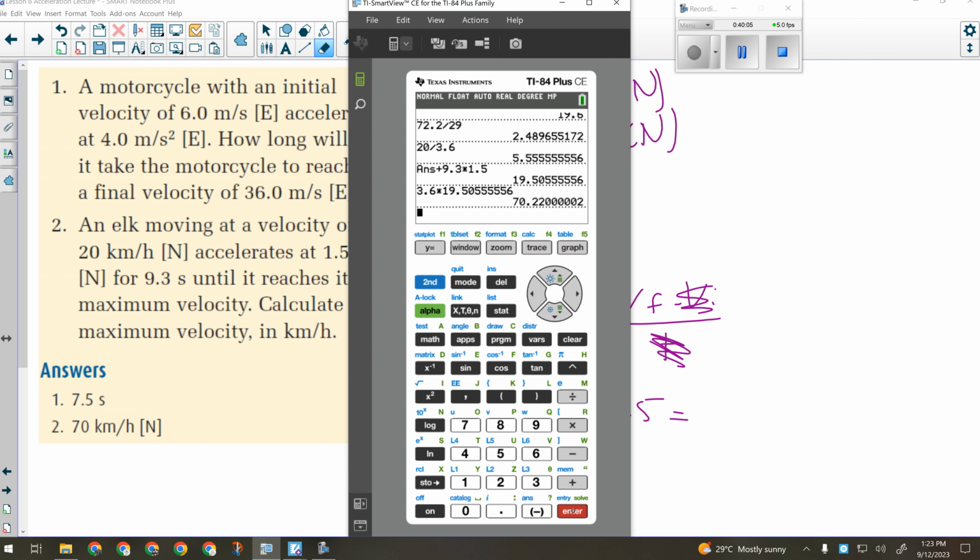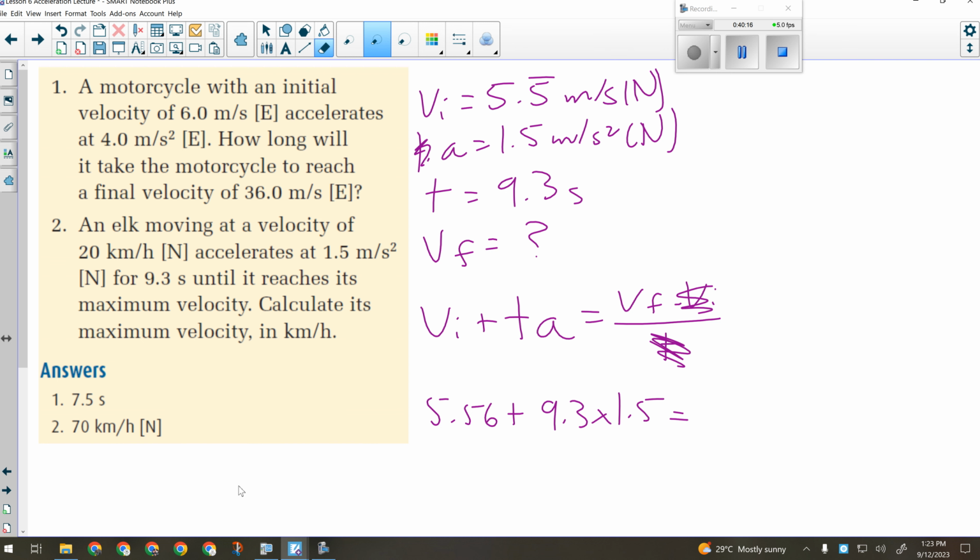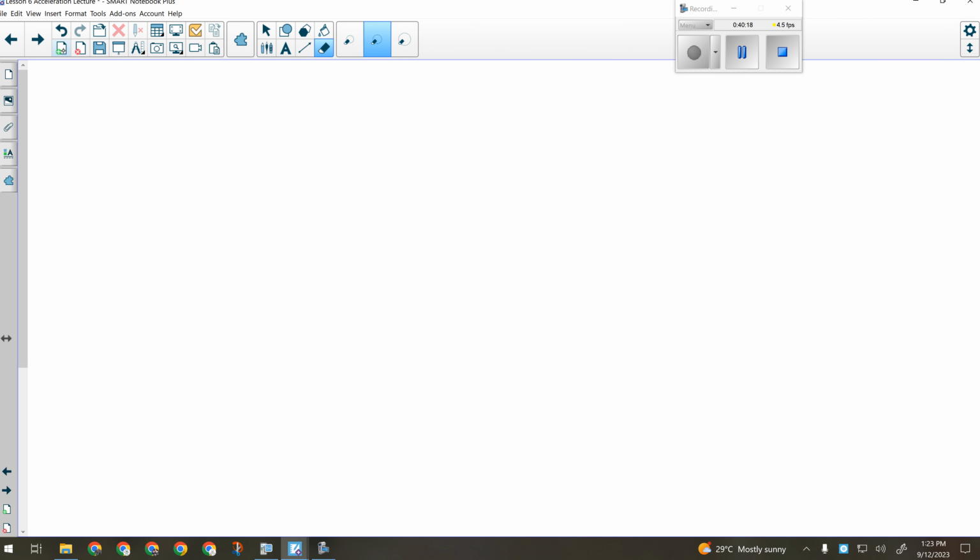Two significant digits, 70 kilometers per hour north. Okay? Everybody with me on that? Okay, there's one manipulation of that formula we didn't go through, and I just want to cover that really quickly here.